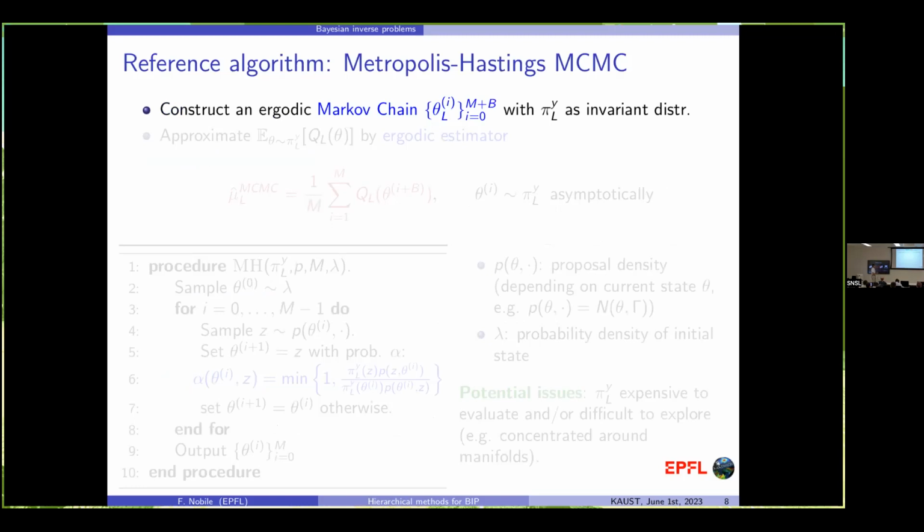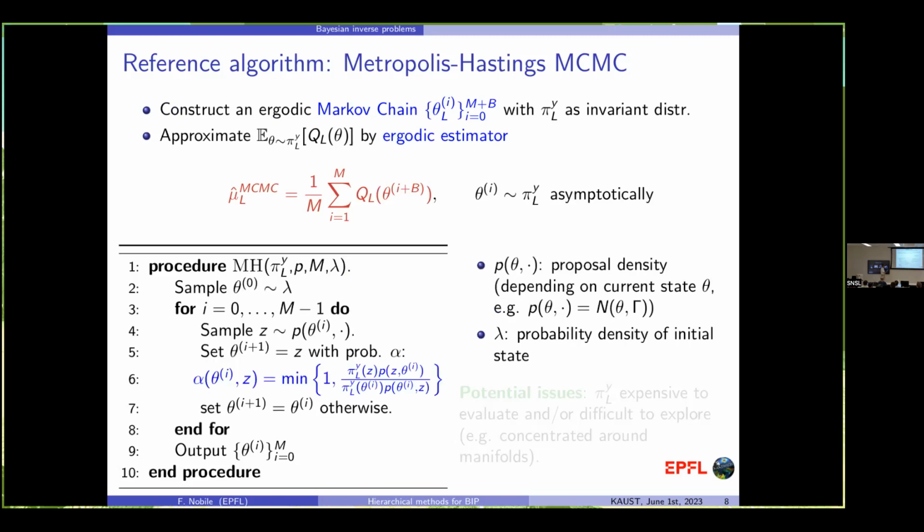Okay, so the reference algorithm that I consider in this talk is MCMC, Markov Chain Monte Carlo, and in particular the very popular Metropolis Hastings algorithm. I bet all of you are very familiar with this algorithm, but this is a very quick recap. The idea is to build an ergodic Markov chain that has pi y or pi y L as invariant distribution, and then we estimate the posterior mean of the quantity of interest by an ergodic estimator, by taking the sample average of the evaluations over the chain. Since asymptotically the states are distributed as the right distribution, this will converge to the right value when m goes to infinity.